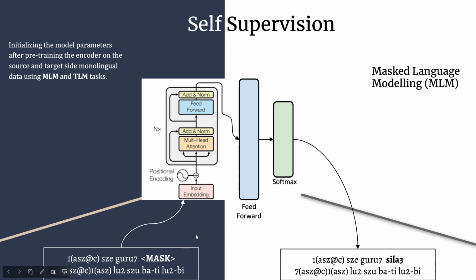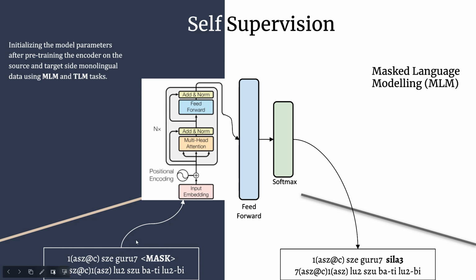So as you can see, we only have an encoder here. In the self-supervision phase, the self-supervision is used for the pre-training of the model. So we use the encoder to pre-train our model, to pre-train the encoder basically, by using such self-supervision tasks.